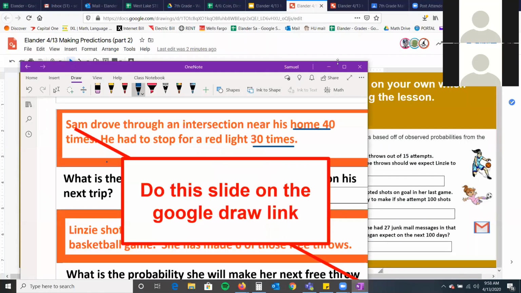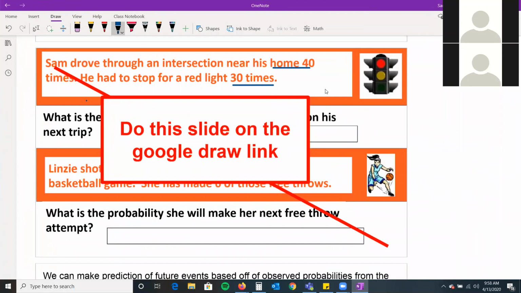Well, let's think about that. He went through 40 times and had to stop 30 times. So from that experiment, so to speak, we could say, out of 40 times going through this intersection, you had to stop 30 times. That's about 3/4, or 75% of the time. So the probability of him hitting a red light on his next go is still going to be that same percentage, that 75%.